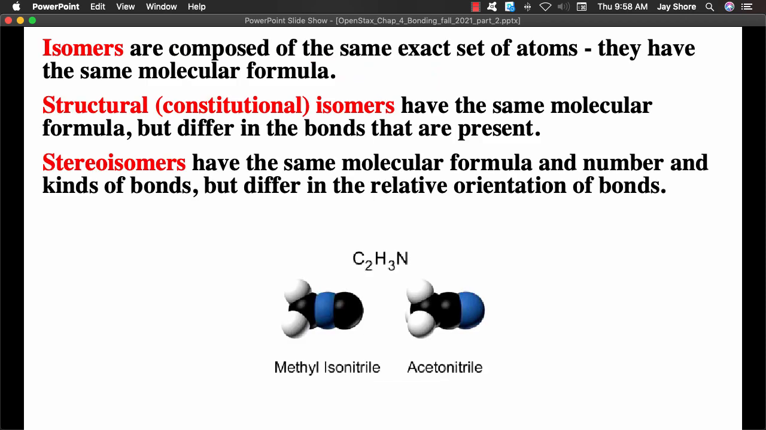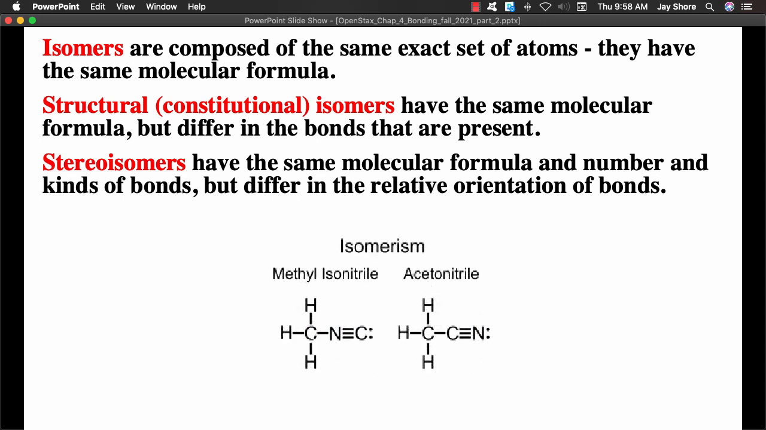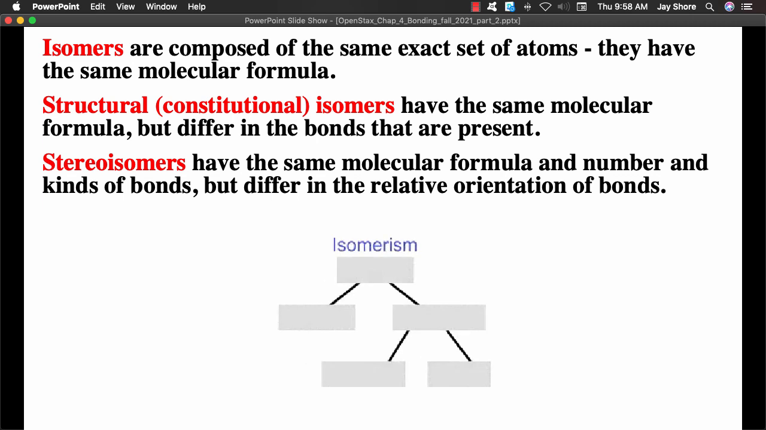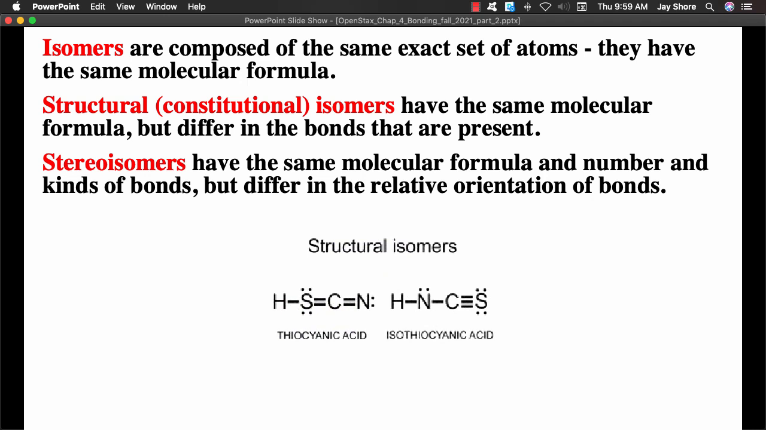The molecules methyl isonitrile and acetonitrile have the same molecular formula, C2H3N. However, they differ in the bonding arrangements of the atoms. They are examples of isomers, compounds with the same molecular formula that are not identical. Isomers that have different bonds or differ in the locations of bonds within the molecule are called configurational or structural isomers. Methyl isonitrile and acetonitrile are examples of structural isomers. So also are thiocyanic acid and isothiocyanic acid.